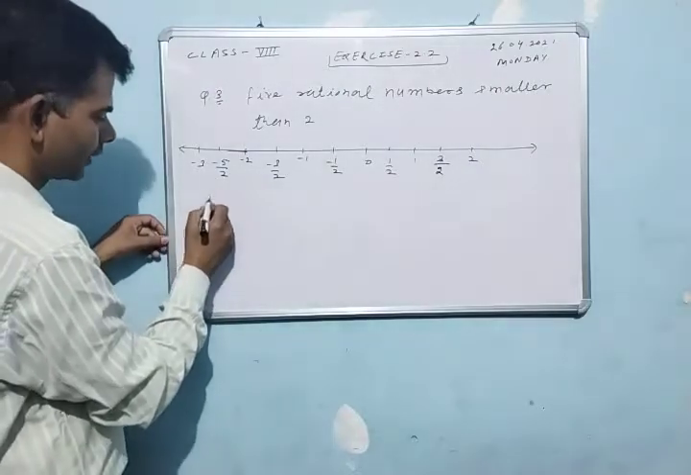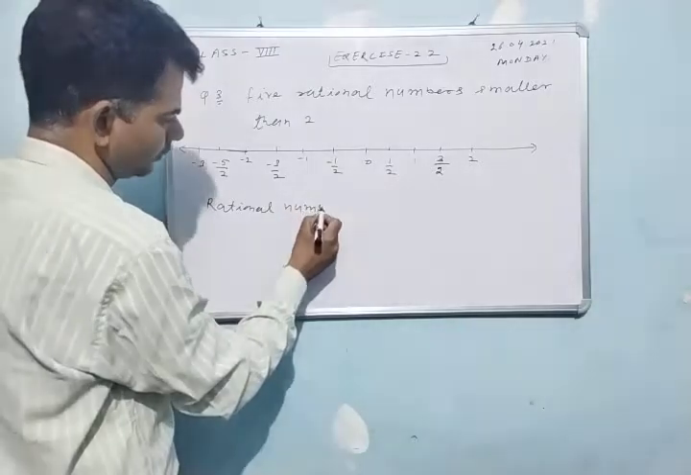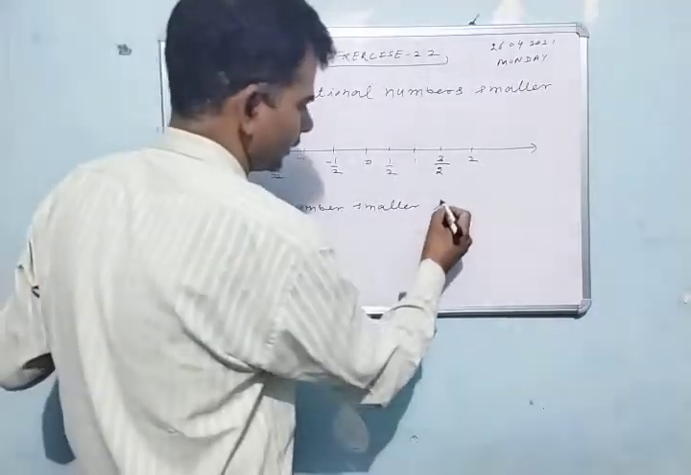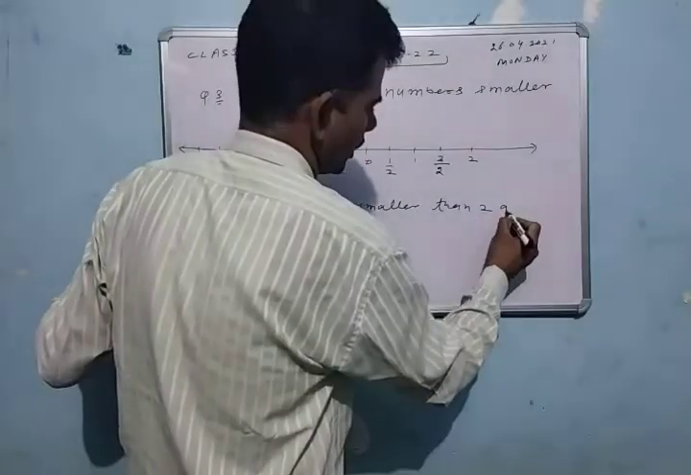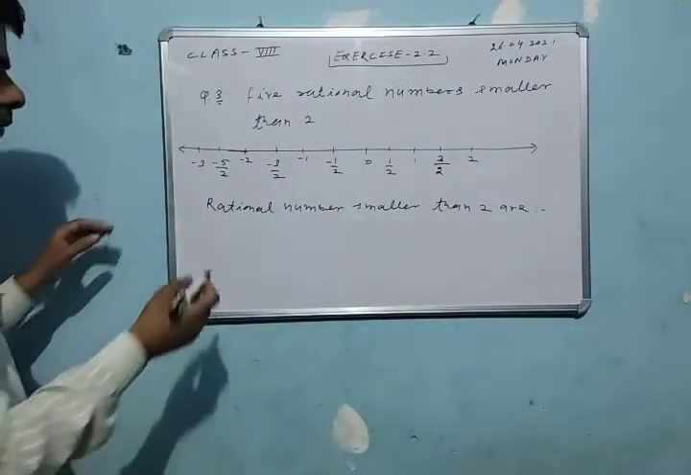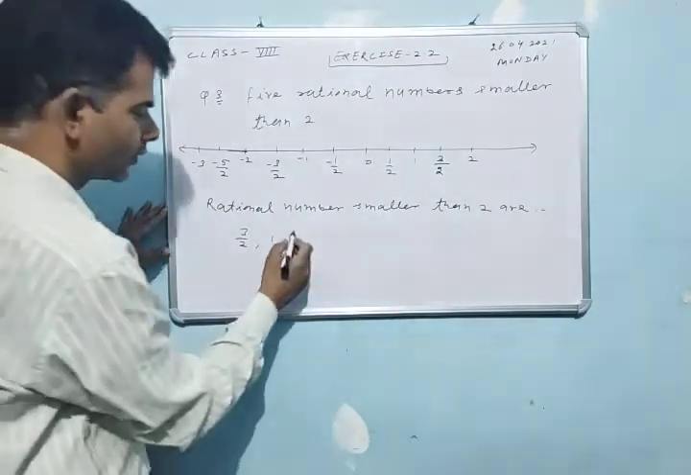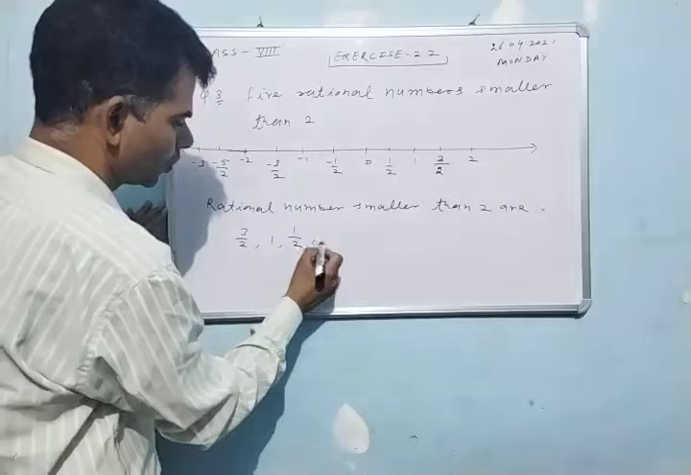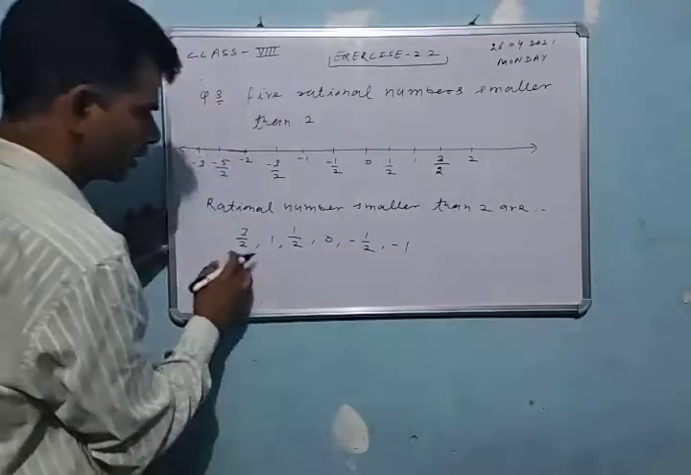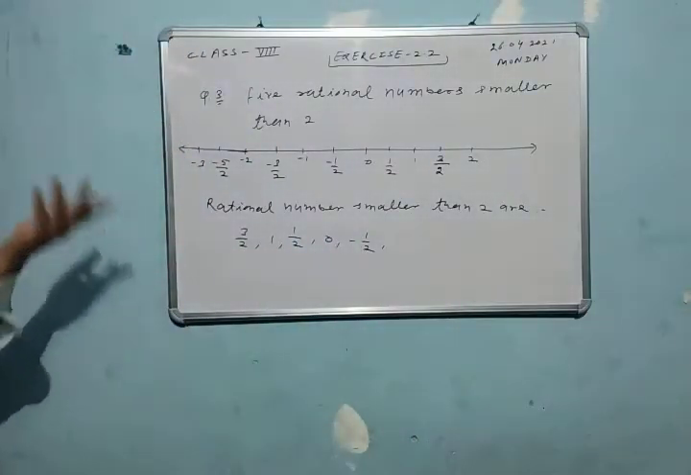So the rational numbers smaller than 2 are 3 by 2, 1 is also a rational number, 1 by 2, 0 is also a rational number, minus 1 by 2, minus 1, and so on. You have to write only 5.